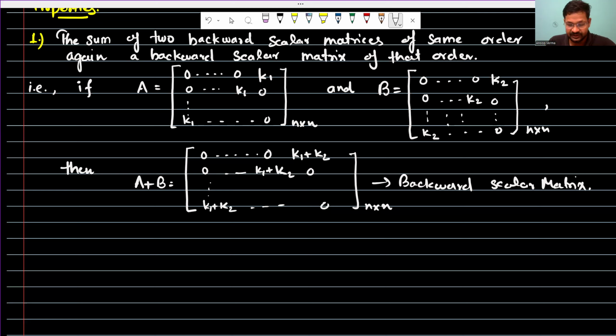So next let's talk about the product of two backward scalar matrices. Okay, so the product is not necessarily again a backward scalar matrix. So let us see, because the product of backward diagonal matrices is also not necessarily the same, we saw this. So it is not necessary. Okay, so let's write the second result.